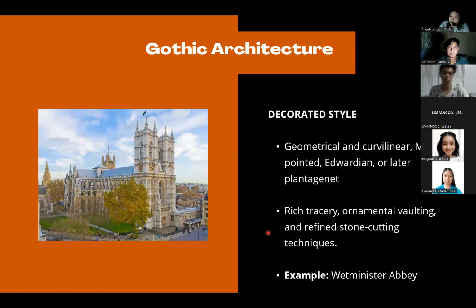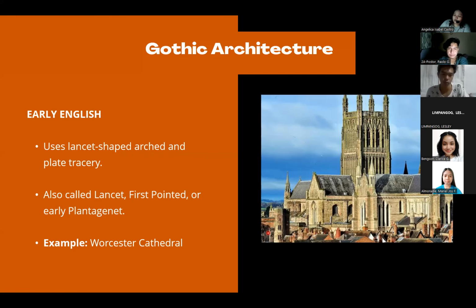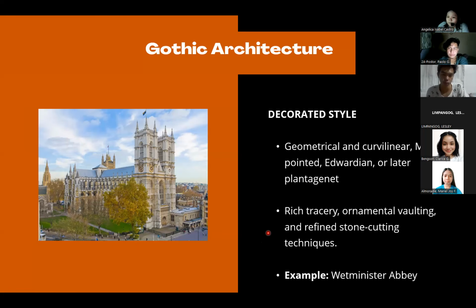Now, you have your decorated, the example that we put in here is the Worcester Cathedral. Now, we have the decorated style. This is your middle pointed. So it's now more geometric and curvilinear. We call it middle pointed or Edwardian or later Plantagenet. So you might confuse it with another architectural style, which is the Edwardian style. It's more or less the same, but it's now more geometrical. It's more curvilinear. And you now have better or richer tracery.